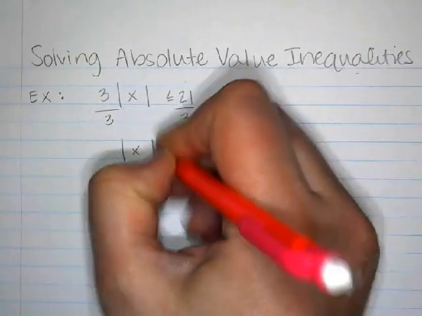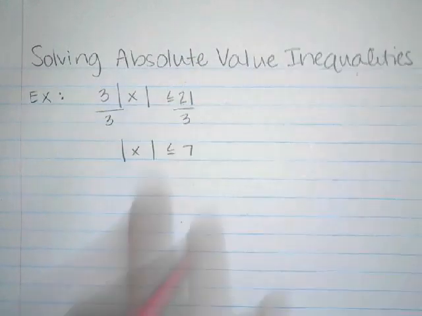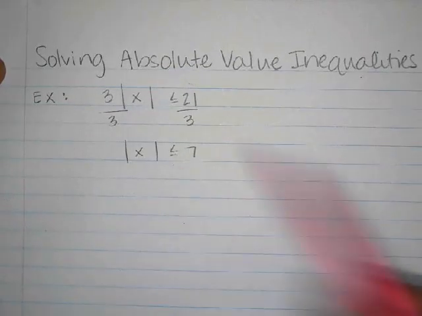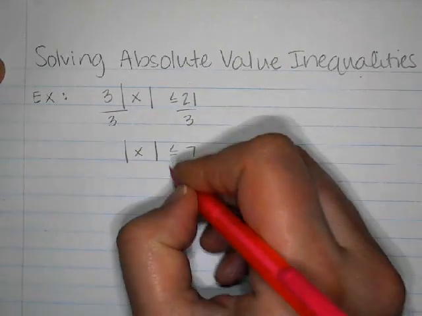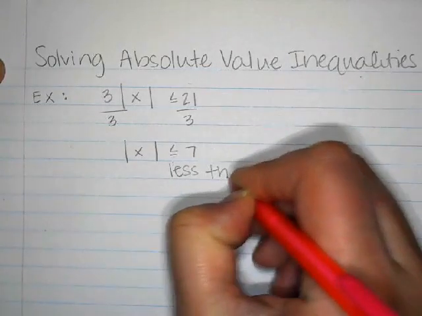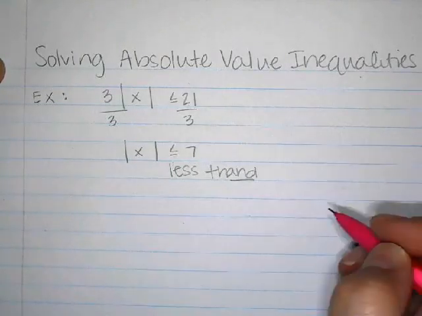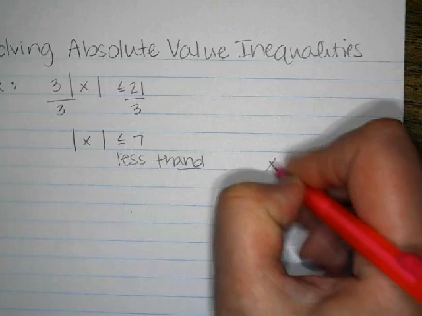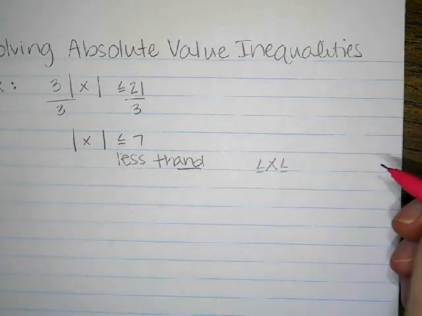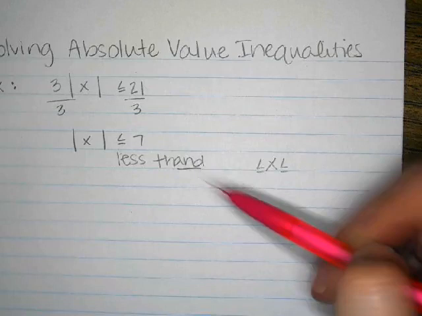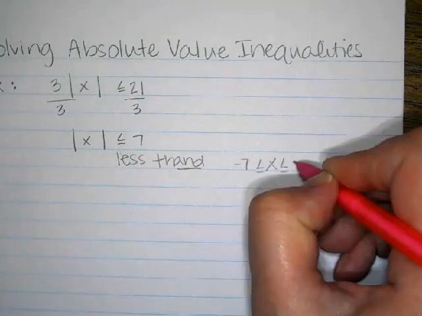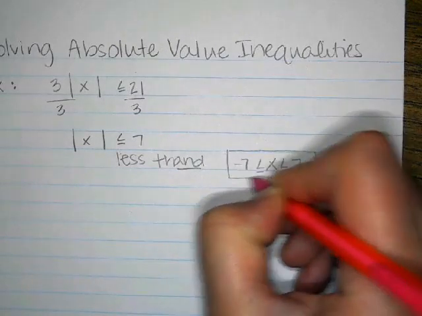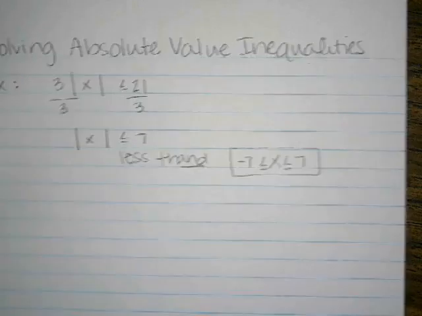So the absolute value of x is less than or equal to 7. What kind of problem is this? Less than. So our answer is going to be a sandwich. So x is sandwiched in between -7 and +7. Okay?